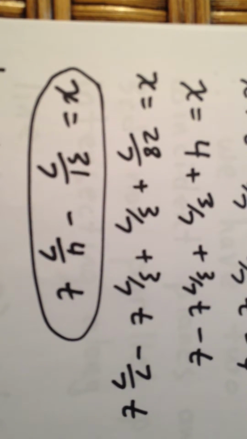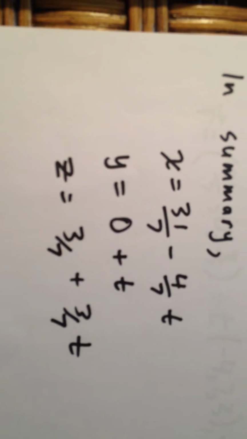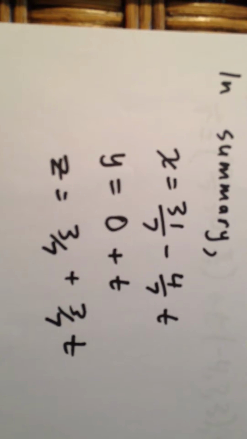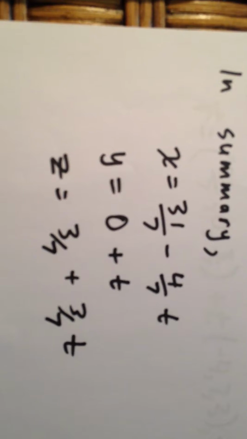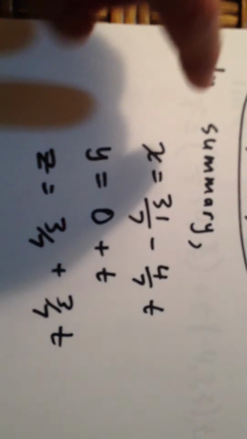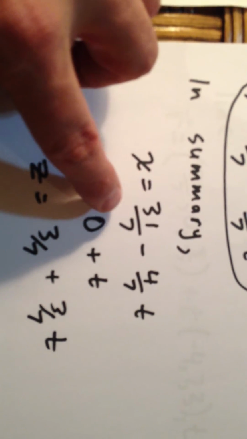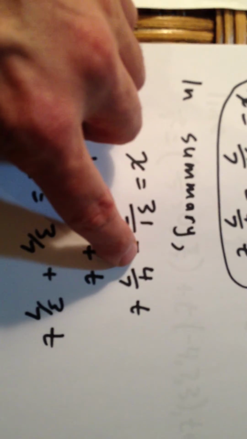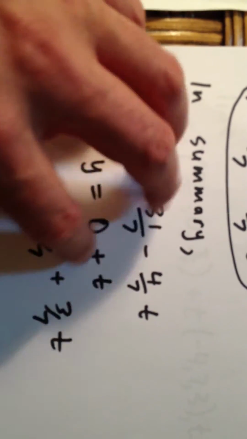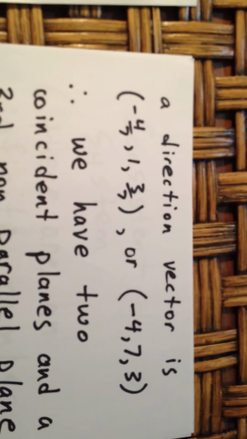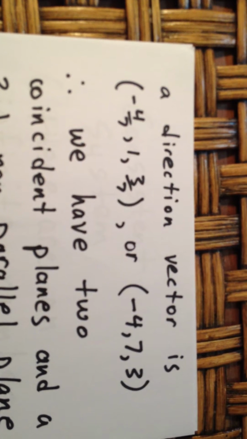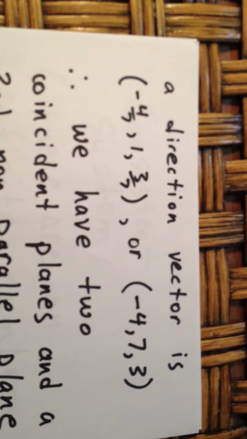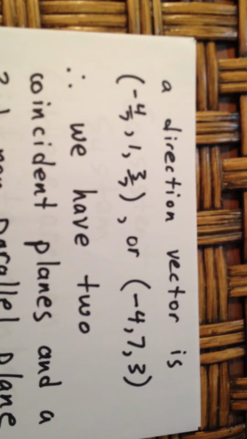Well, if we take the three circled parametric equations, in summary, we get this as our three parametric equations of our line of intersection. We can tell that our position vector is 31/7, 0, 3/7, and our direction vector is negative 4/7, 1, 3/7. Since our direction vector is negative 4/7, 1, 3/7, we can multiply through by 7 and get negative 4, 7, 3.